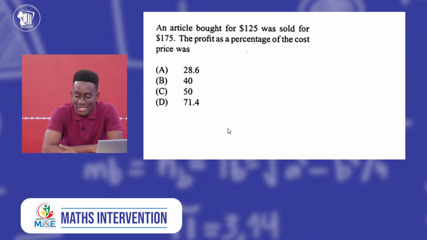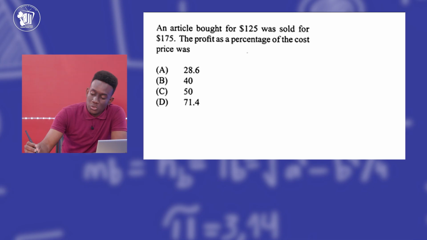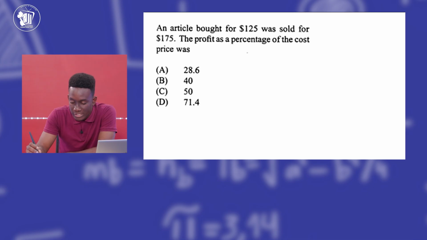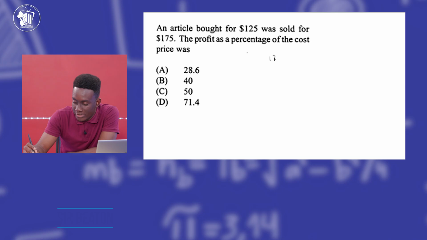So this one says, an article bought for $125 was sold for $175. The profit as a percentage of the cost price was. So you want to find the profit of this article that was bought for $125 and sold for $175. So let's find the amount of profit made. 175 minus 125 would give me 5 from 5 is 0, 2 from 7 would be 5, and 1 from 1 would be 0. So $50 profit was made.